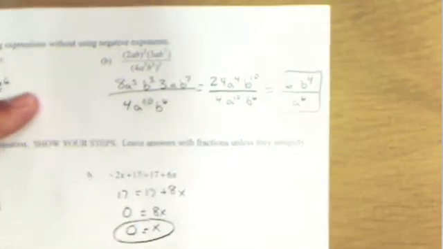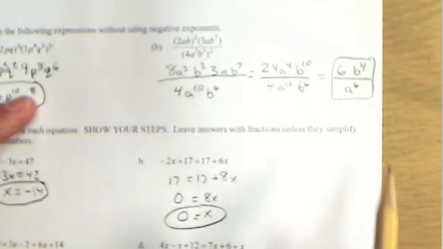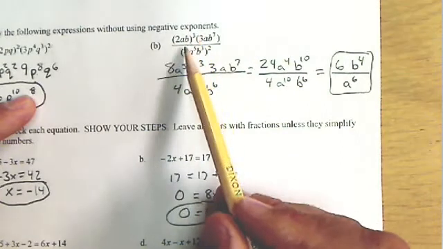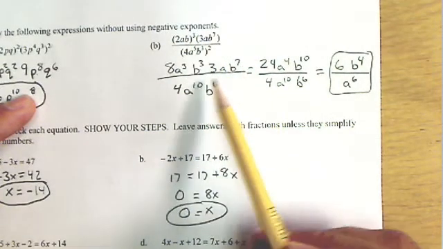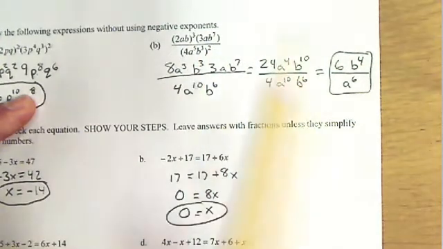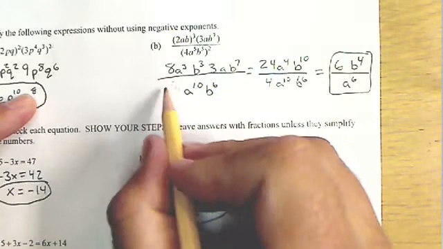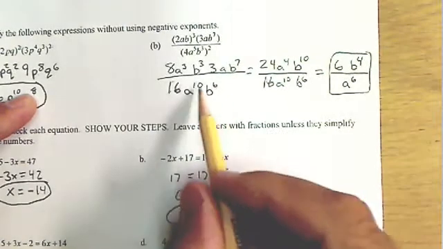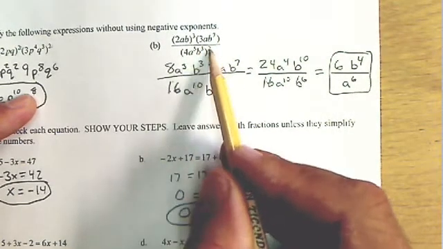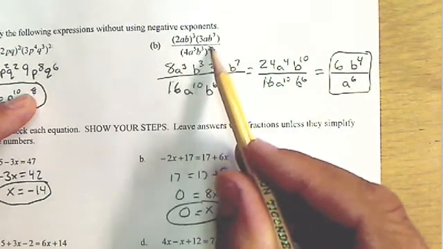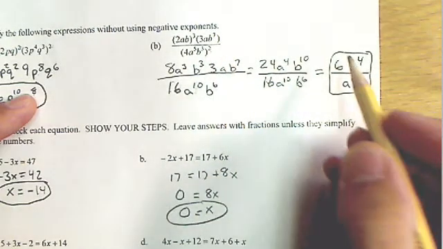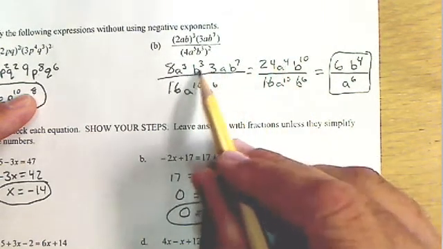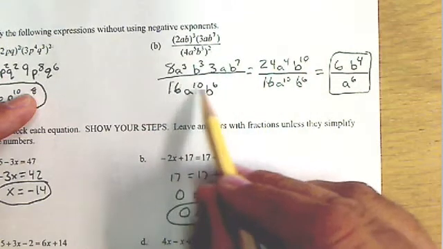This one's a lot more difficult. So now I have 2 cubed, which is 8, a cubed, b cubed, and then I just rewrote this part, and on the bottom I have 4 squared, which is 16, a to the 5th raised to the 2nd is a to the 10th, b to the 3rd raised to the 2nd is b to the 6th, and then I have 24, a to the 4th, b to the 10th, and I just rewrote these guys over here.